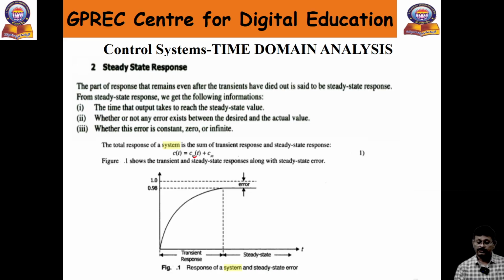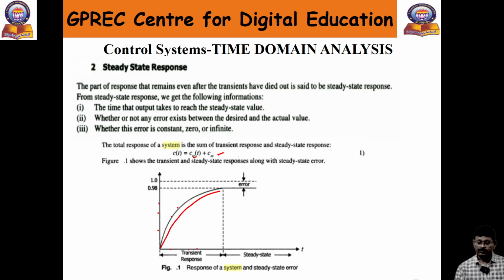One is the transient response, one is the steady state response, right? So this is the response of the system. The first part you can observe here is called the transient response. You can see the response is varying with time. You can observe that the response is varying with every instant of time.